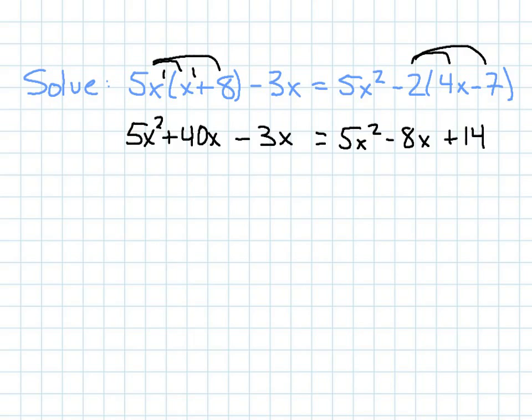So now I do have some like terms on the left side, and it looks like I have 40x minus 3x. So if I combine those, that gets me 37x.